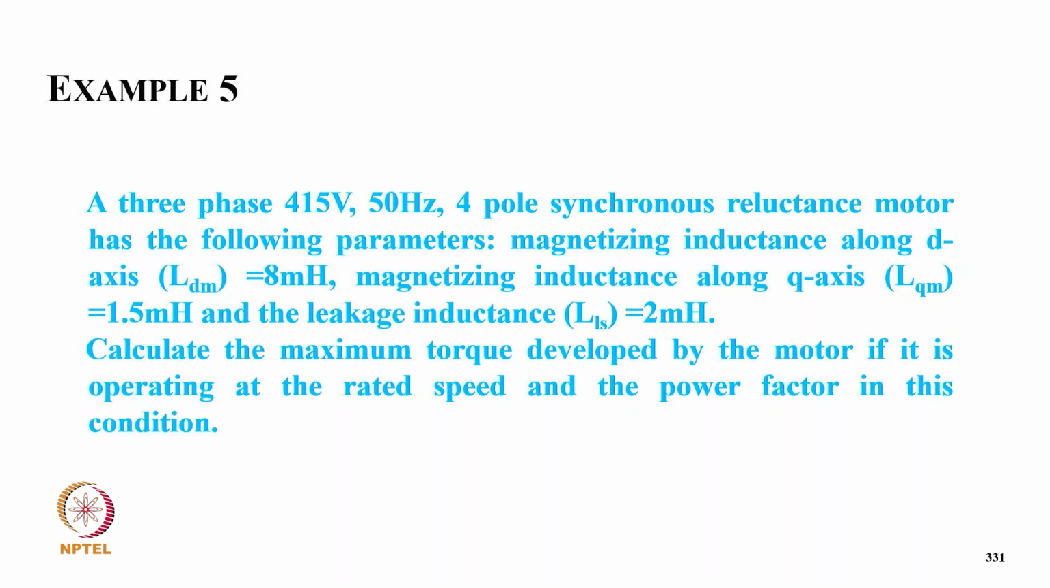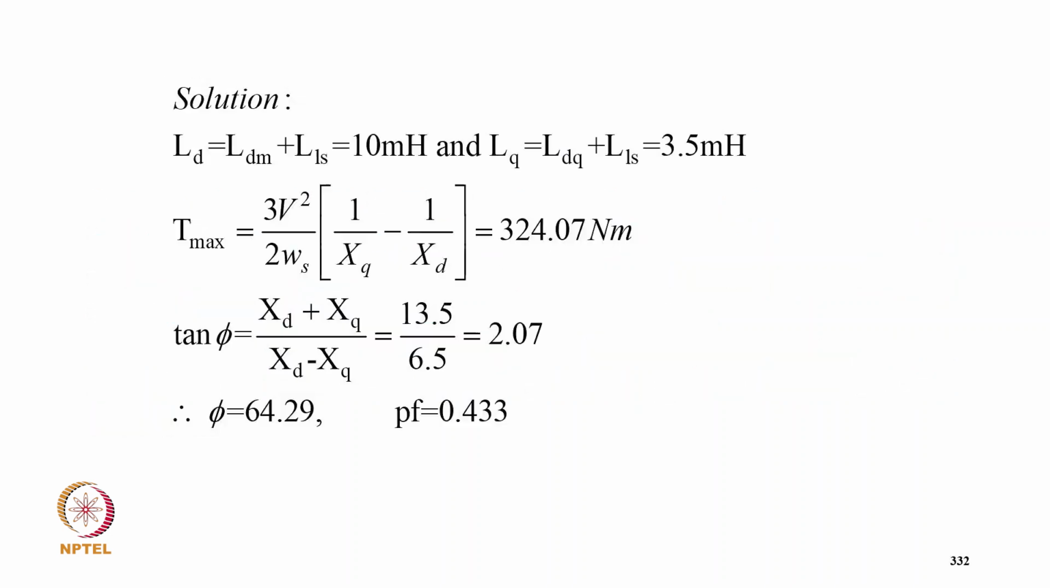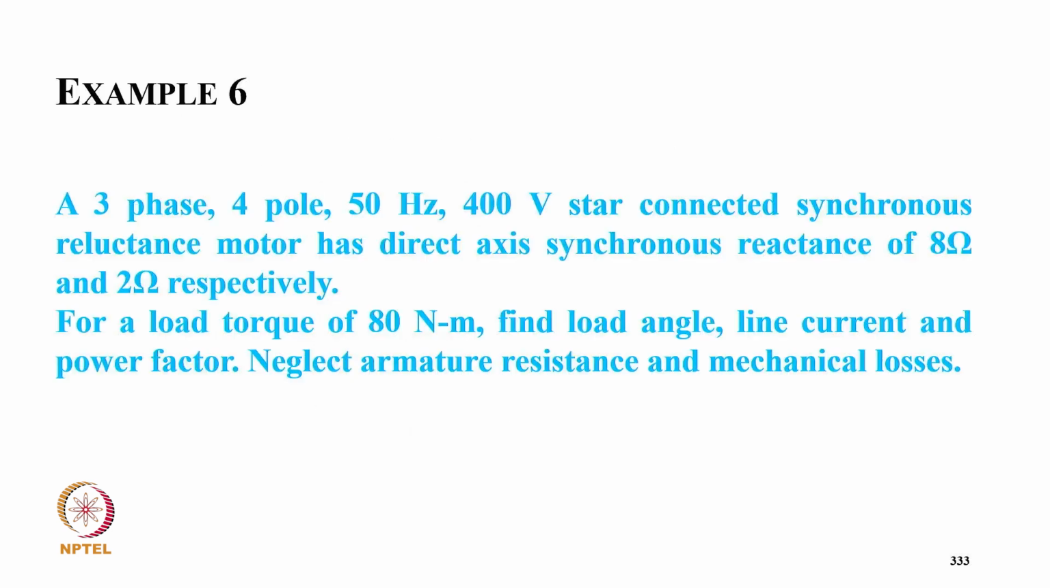Coming to example 5, a 3-phase 415 volt 50 Hz 4 pole synchronous motor has the following parameters: magnetizing inductance along D axis 8 millihenry, magnetizing Q axis 1.5 millihenry, and the leakage inductance 2 millihenry. Calculate the maximum torque developed by the motor if it is operating at rated speed, and the power factor in this condition. So LD equals LDM plus L1S, that is 10 millihenry, LQ is LQM plus L1S, 3.5 millihenry, and torque 3 P square upon 2 omega. So it comes 324.07 Newton meter, and XD plus XQ upon XD comes 2.07, and phi is 64 point, and power factor is 0.433.